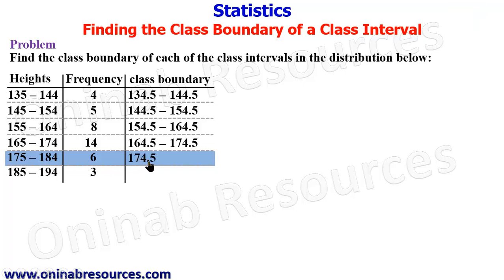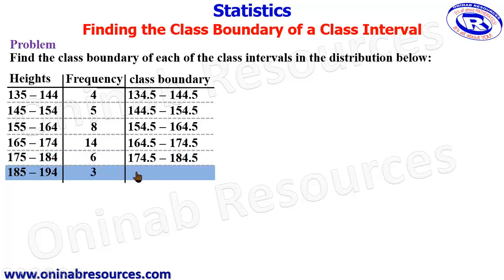So we then concentrate on the upper class boundary, which is obtained by adding 184 to 185, dividing the sum by 2, we have 184.5. This 184.5 will automatically form the lower class boundary of the next class interval. We then concentrate on the upper class boundary. So to obtain the upper class boundary of this last class interval, we know that there is another class interval. We bring it as 195 to 204.